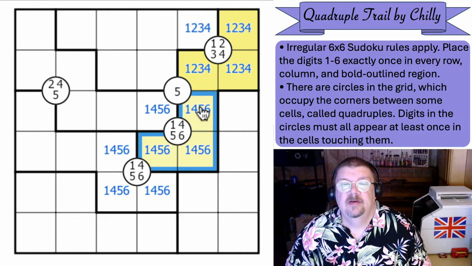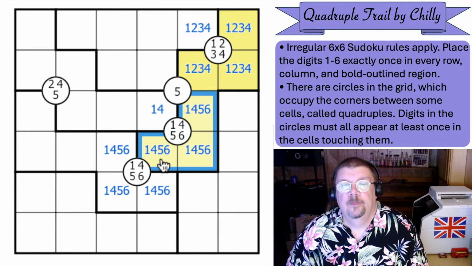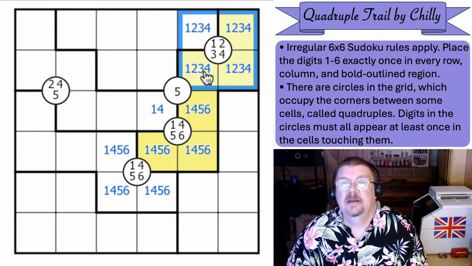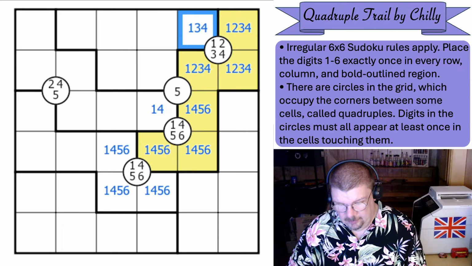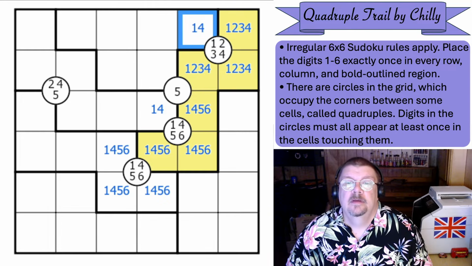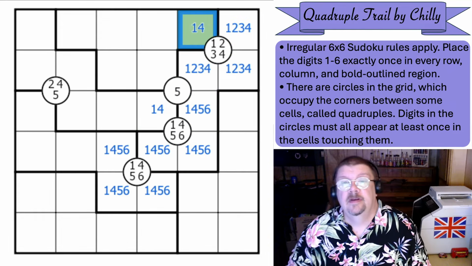5 and 6 definitely appear in these 3 cells in this region. Therefore, this can't be a 5 or a 6, because the 5 or 6 must also appear in this quadruple. Similarly, up here, the 2 and the 3 must appear here within the region, and that's the only place that they can appear, and that must be where they are for the quadruple, so this can't be a 2 or a 3. Now, I'm going to uncolor that, and I'm going to color this one green.